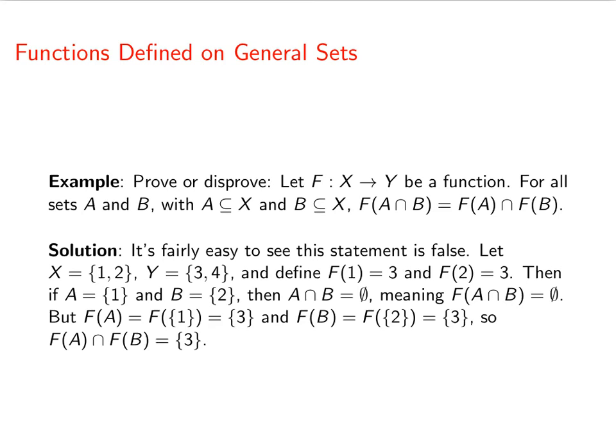But f of A is f of the set containing 1, and that's going to be the set containing 3. f of B is f of the set containing 2, that's also the set containing 3. So f of A intersect f of B is equal to the set containing 3. So at this point, what we have is that f of A intersect B is the empty set, f of A intersect f of B is the set containing 3. Therefore, for this choice of f and for the sets A and B, we have that f of A intersect B is not equal to f of A intersect f of B. So we have produced a counterexample, and that means the given statement is false.